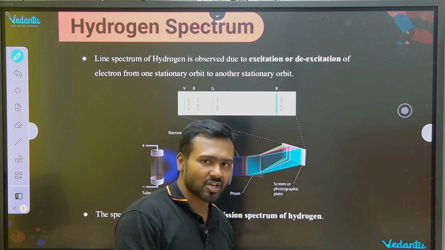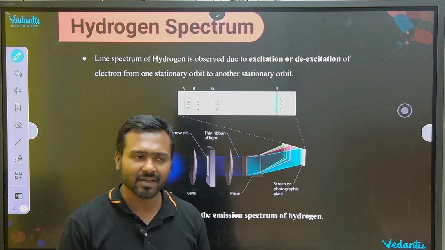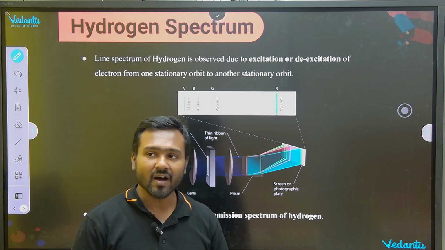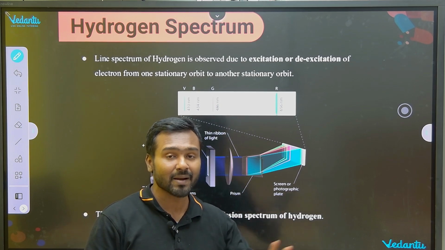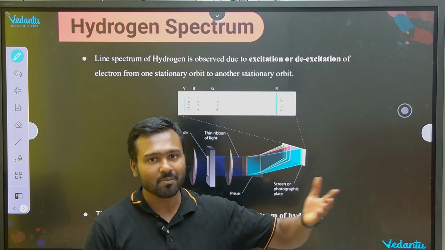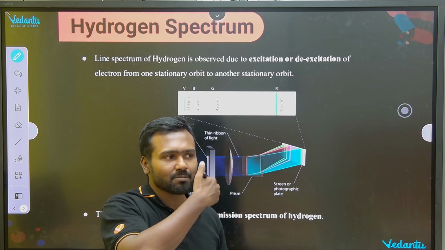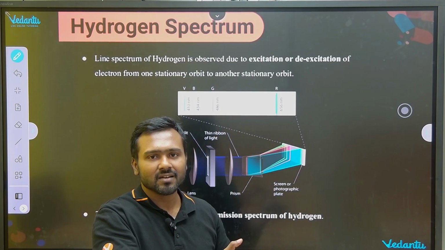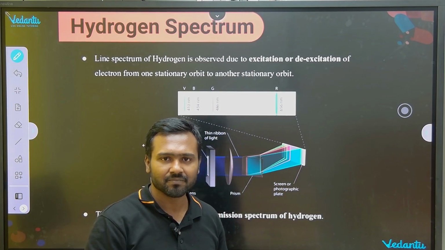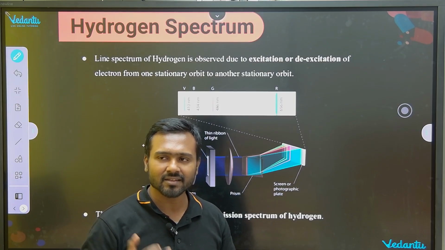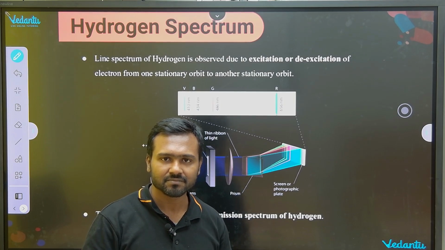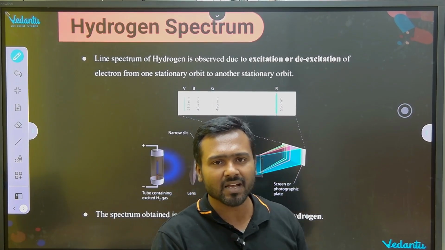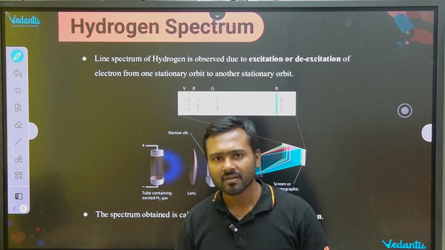So because of emission, you will get the emission spectrum, that is bright lines on a dark background. Because of absorption, you will get dark lines on a bright background. Because at that point it is absorbing, so you will get a dark line. Or at that point it is emitting, at a particular wavelength it is emitting, and at that point you can see a bright line, that is emission spectrum. You can see a dark line, that is absorption spectrum. So if it is because of atoms, we will say line spectrum. If it is because of molecules, we will say band spectrum.